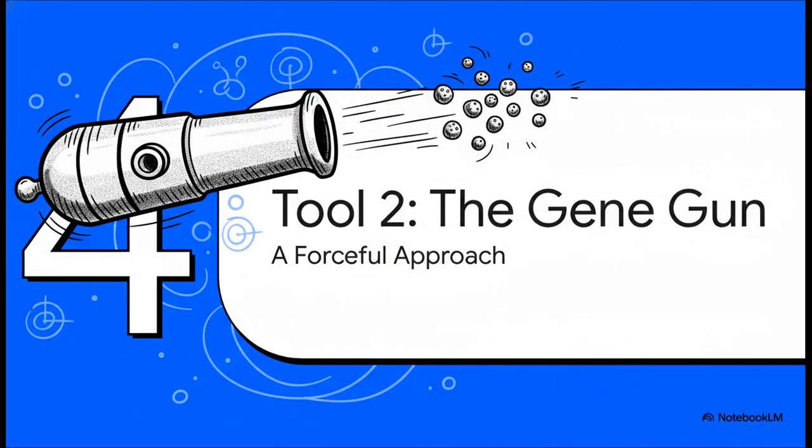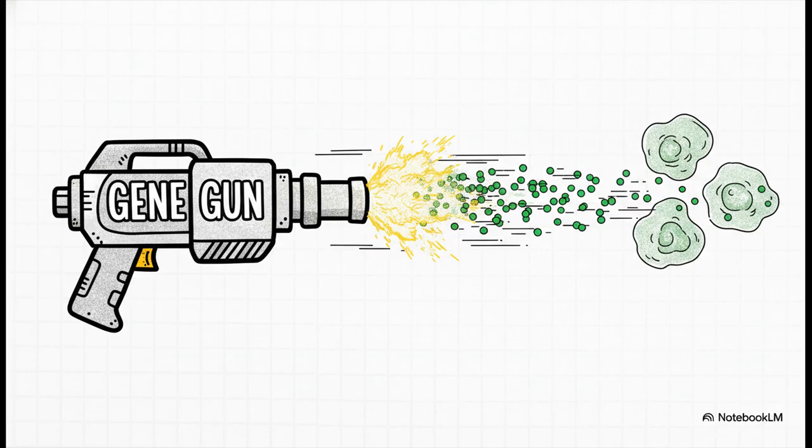Okay, now let's do a complete 180. If microinjection is like a surgeon's scalpel, our next tool, well, it's more like a cannon. And I'm not kidding, that's not just a metaphor. The technique is technically called biolistics, but everybody just calls it the gene gun. And yeah, it does exactly what you think it does. It literally shoots genetic material into cells.